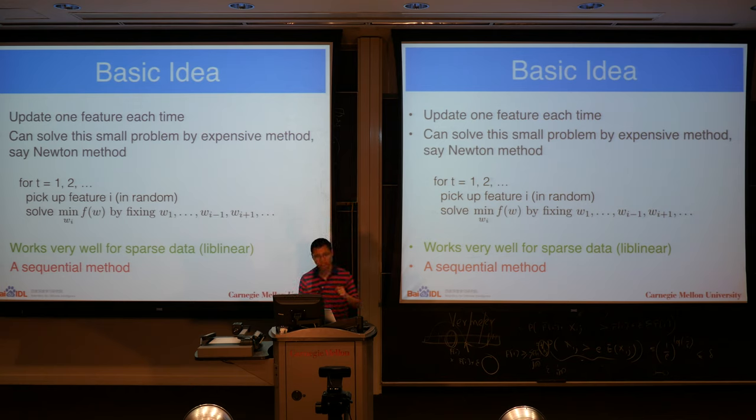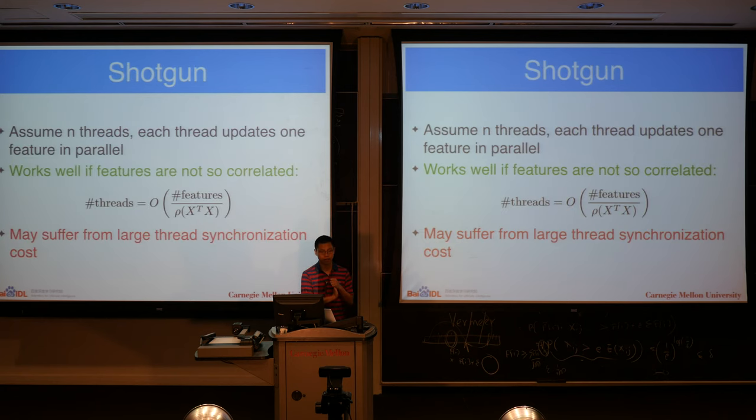But because it's a fast algorithm, people think about how to run it multi-threaded and distributed. The shotgun is a very simple idea: if you have n threads, why not have each thread update one feature? So if you have n threads, you update n features at the same time. This works well if the features are not very correlated. For example, for sparse data, you only have a few non-zero entries, so two very sparse features do not correlate with each other too much. So it's quite safe to update them in parallel.